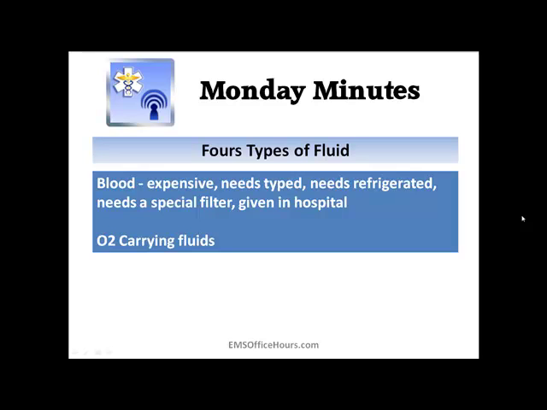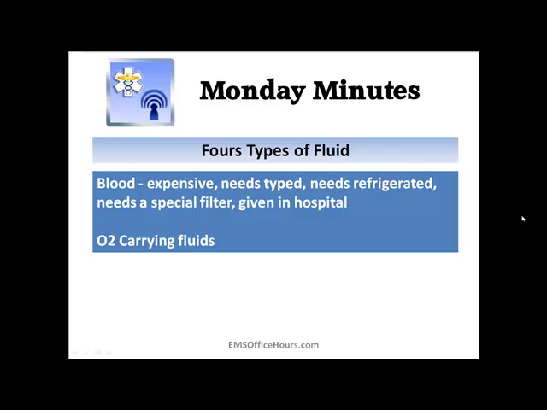We rarely see this in the field. We might, depending upon your location and your policies and procedures, or again, if maybe you're in an air medical situation where you might transport a patient with blood hanging. You're not going to carry the blood on the helicopter, but you might transport a patient who's on some sort of blood transfusion. But again, you have to be typed for this. It needs refrigeration. There's a special filter. So this is really reserved for the hospital, especially when we talk about trauma.